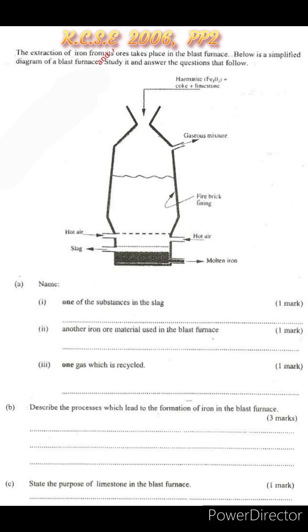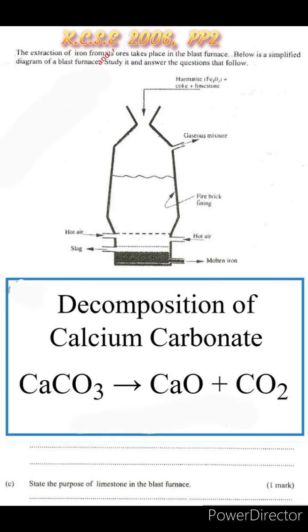So as you can see, from the top of the furnace, we have a mixture that is being fed into it. Now this mixture contains three components. There's hematite, which is iron 3 oxide, there's coke, which is carbon, and lastly limestone, which is calcium carbonate. Now limestone, on encountering the high temperatures within the furnace, decomposes to form calcium oxide and carbon 4 oxide. Now, calcium oxide plays a role in removal of impurities present within the ore.